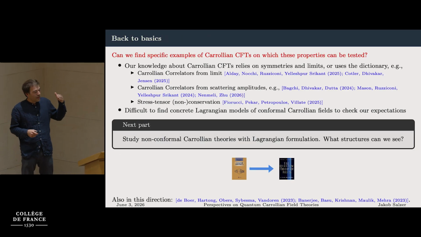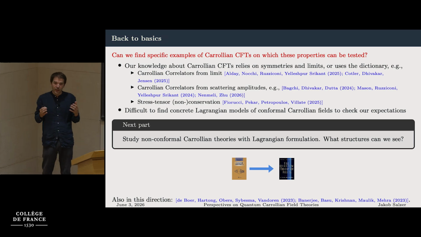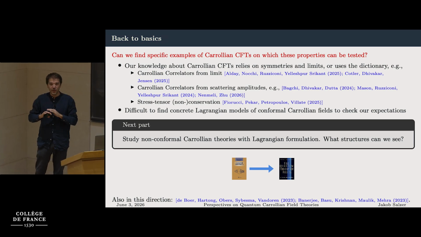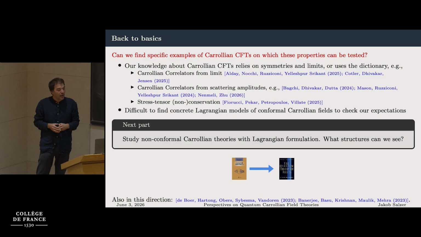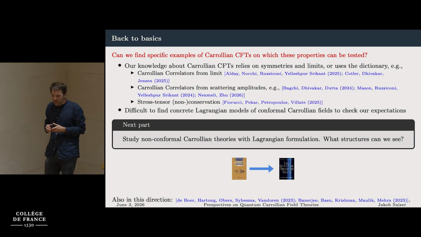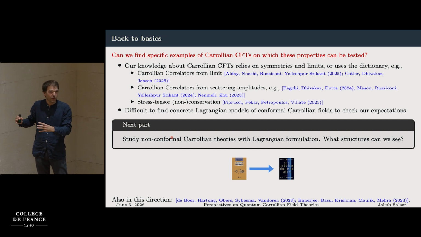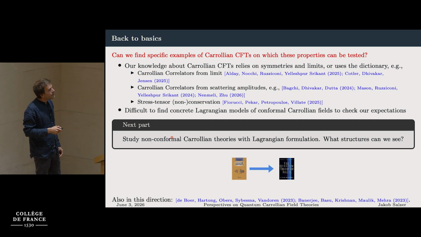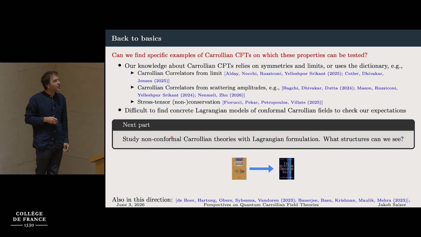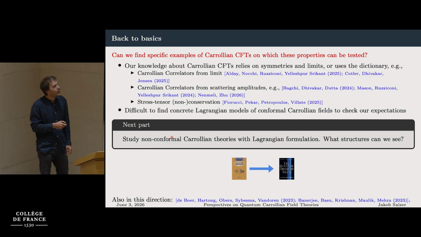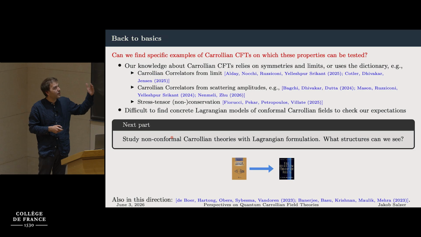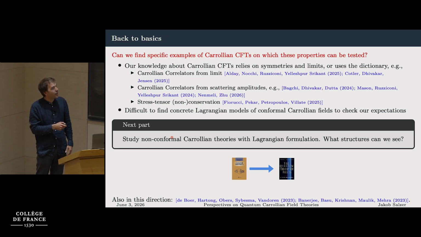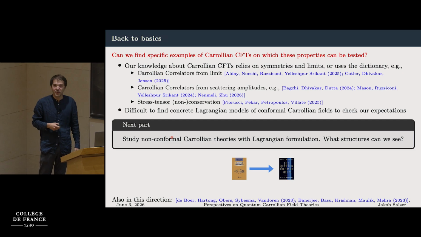So now I gave you these constructions just based on symmetries. There was no dynamics, just kinematics and symmetries. Now the question is, can I give you a simple example of a Carrollian CFT where I can go and check all of these properties that we just found by just symmetry arguments? Our knowledge in general about these Carrollian CFTs is somehow indirect, in the sense that it just relies on symmetries, as I just discussed. You can basically construct Carrollian correlators from scattering amplitudes, but then you have to assume that this dictionary is the correct one.